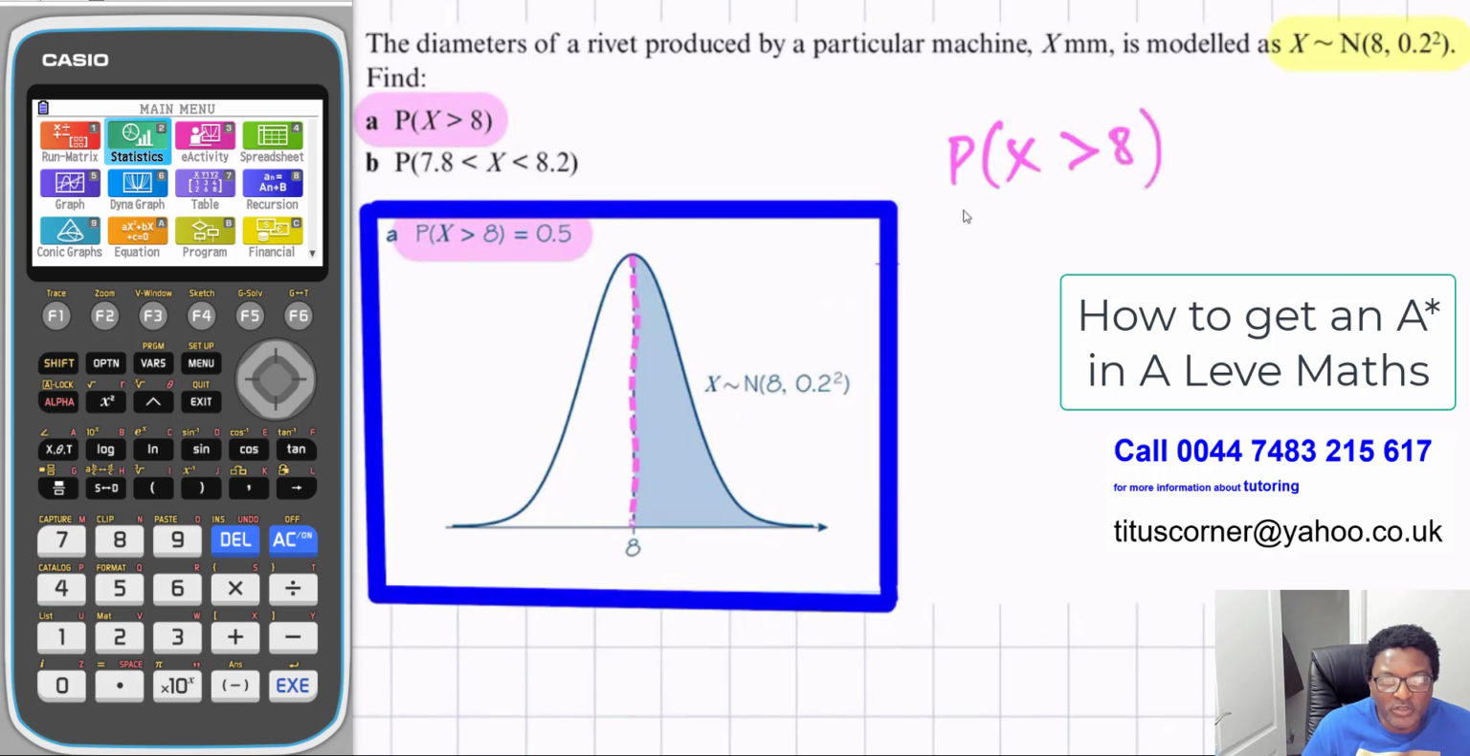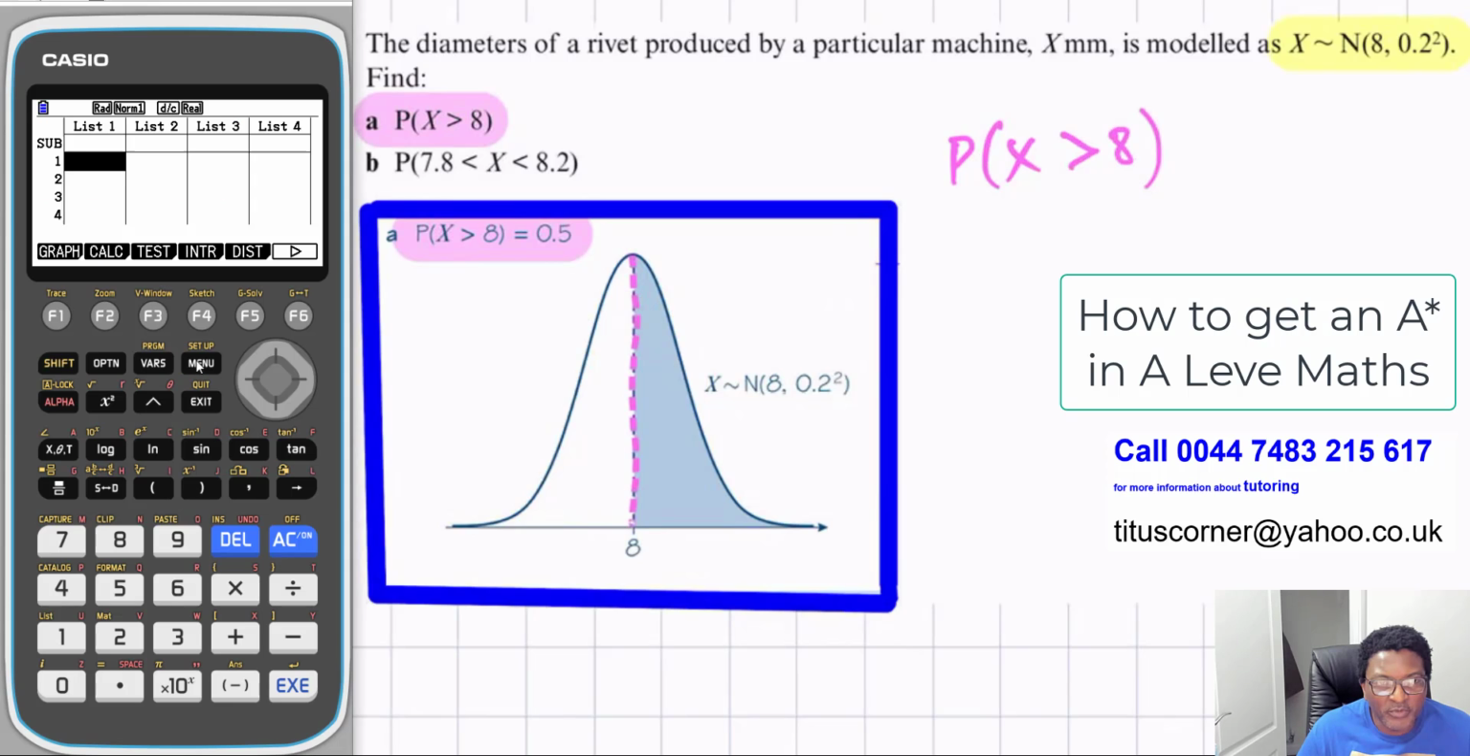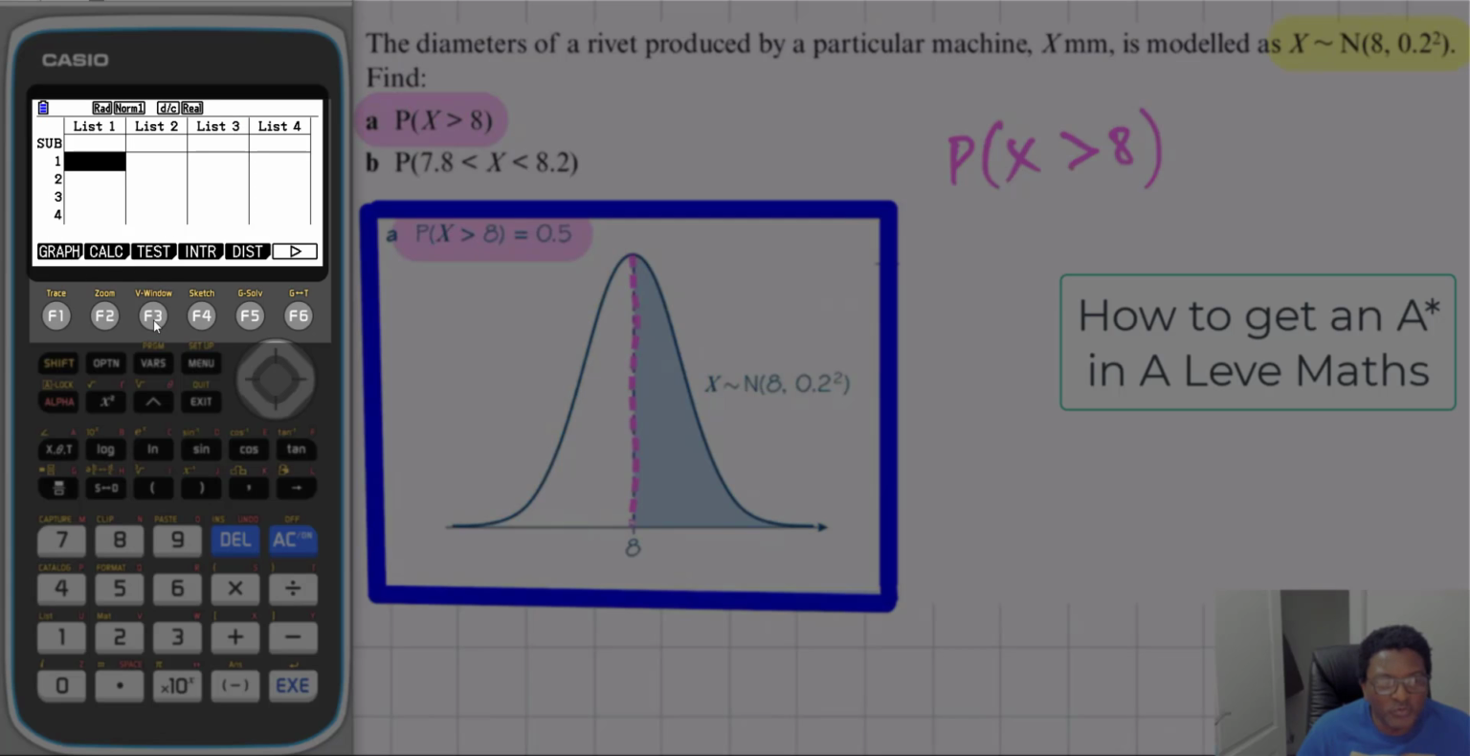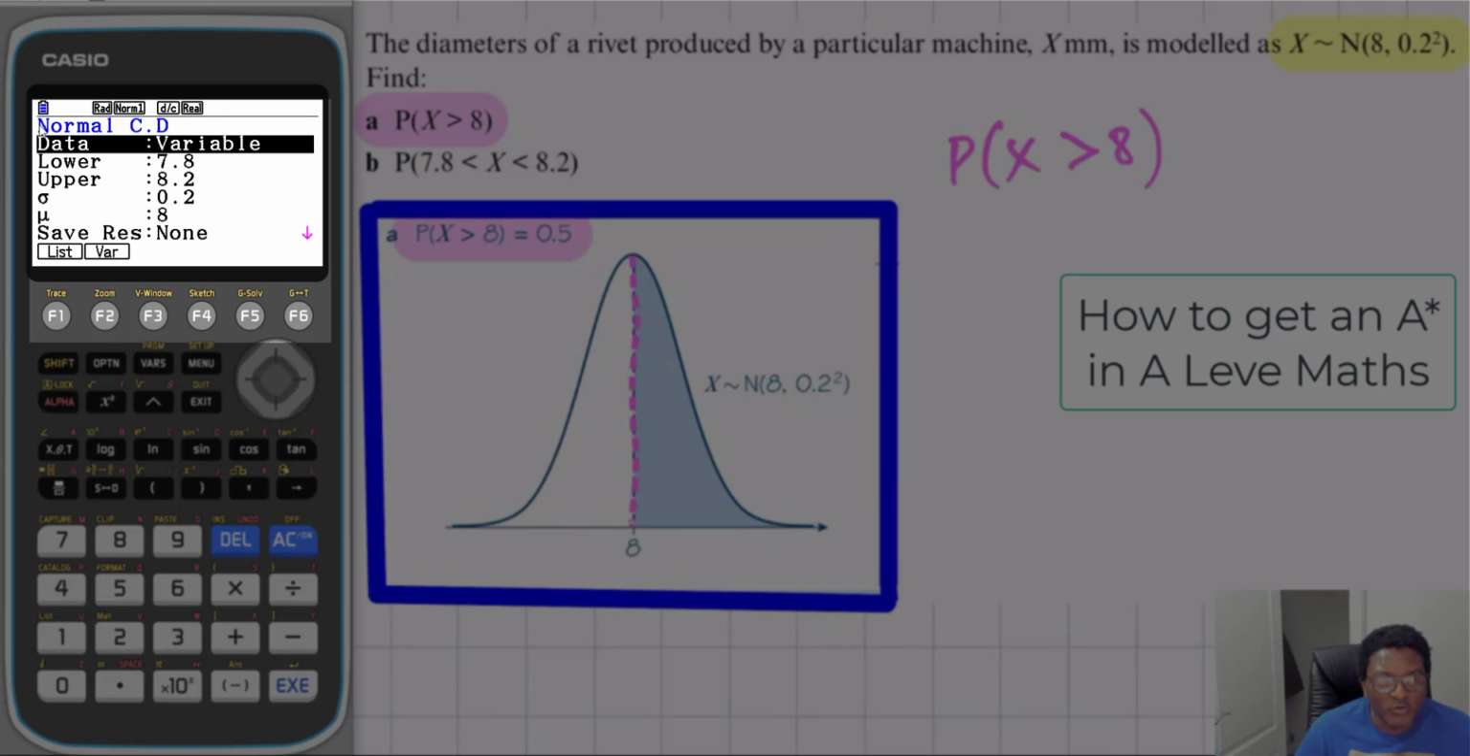We go into the calculator in menu and we will choose 2 and we go to F5 distribution. In distribution, we want the normal distribution. Press F1. And we want the normal cumulative distribution, so we press F2. So at the top you will see normal cumulative distribution and the data is variable.